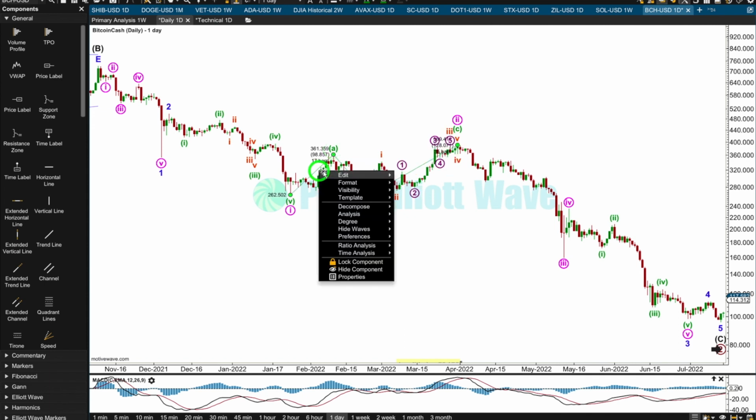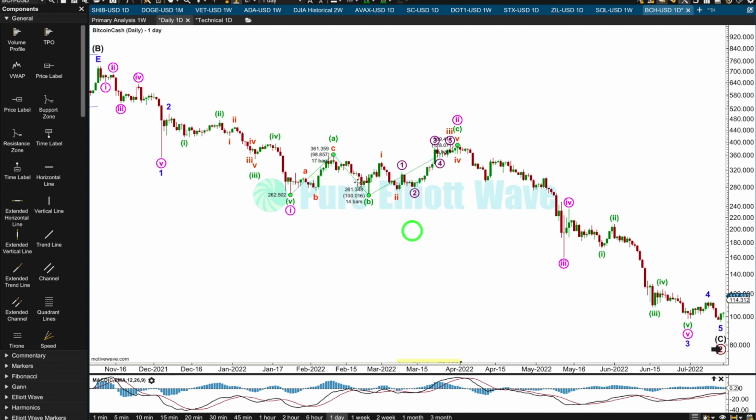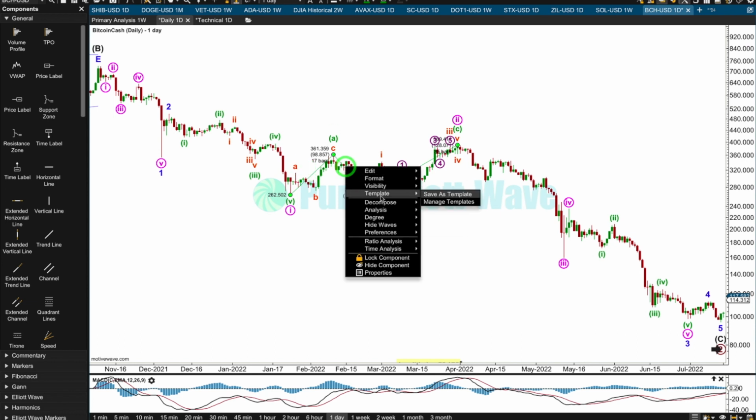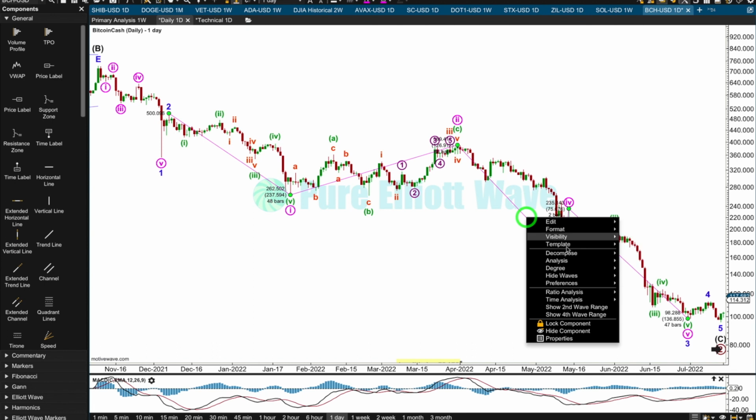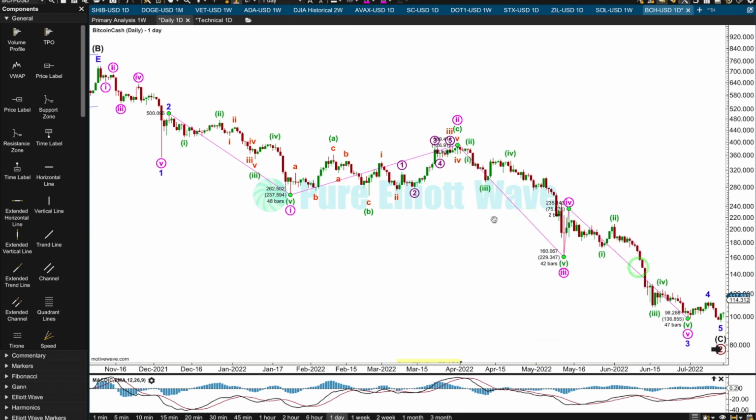A and B are both three-wave structures, as they must be within a flat. And this looks okay as a zigzag. Okay, is the third wave going to fit? I think it will. Oh, well, I guess it could be a motive wave.